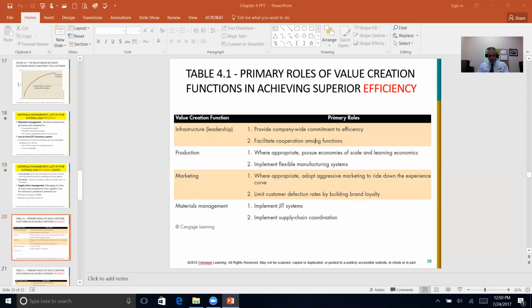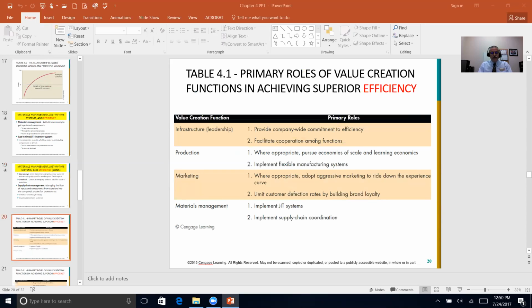Primary roles, table 4.1, is just a summary of this information that we've talked about up to this point. So let's talk about research and development strategy, and we'll come back and talk about some of these primary roles because all this goes together. The role of superior research and development is to help a company achieve greater efficiency and lower its cost structure. And it's going to do that in two ways.